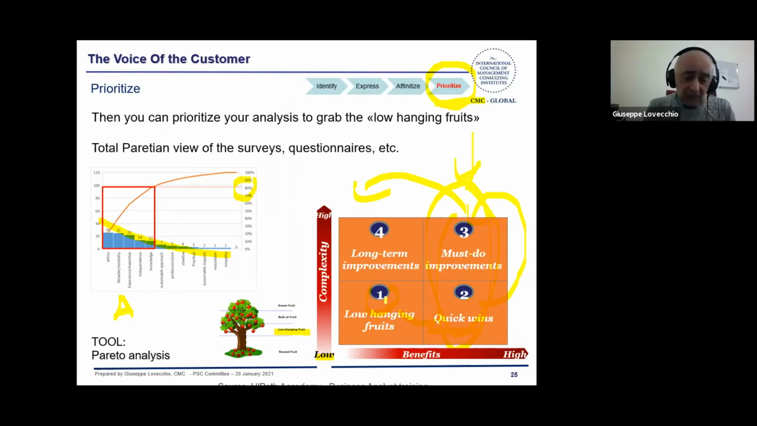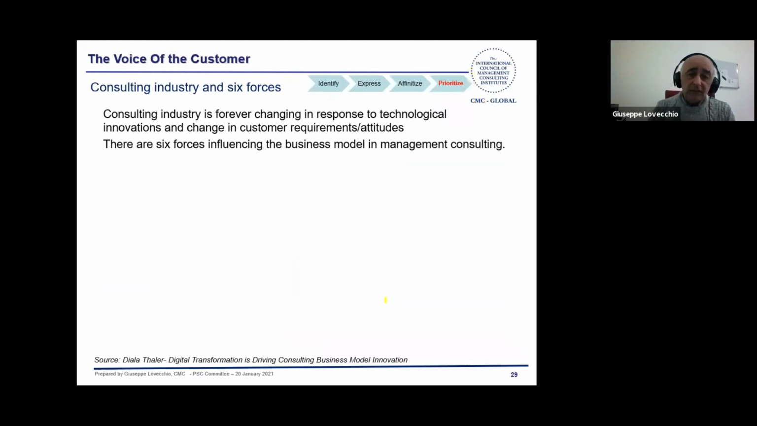So techniques like these are very useful in order to have a clear picture. In the consulting industry today, you know that it is really affected by uncertainty, a volatile, VUCA world, we can say, no?